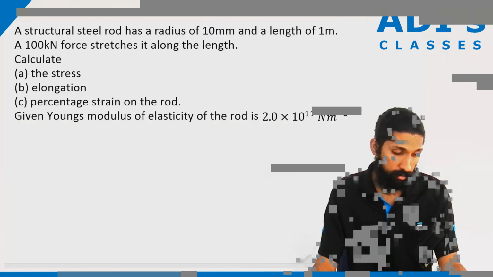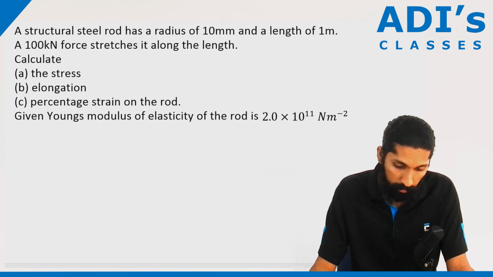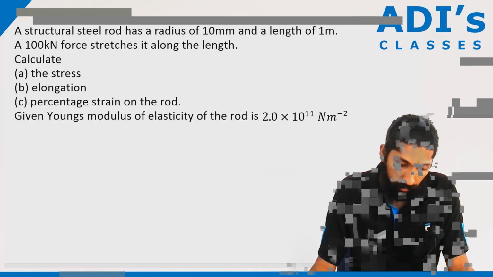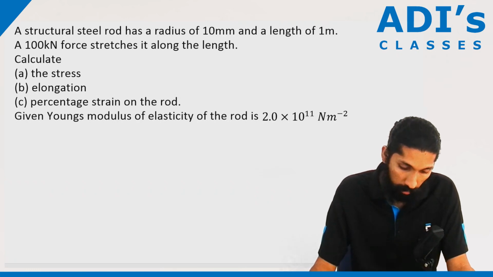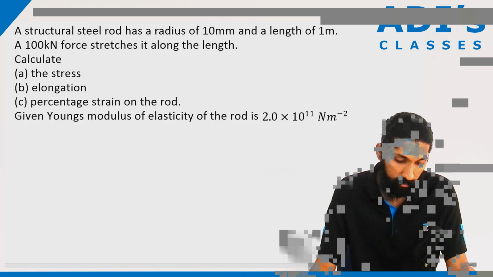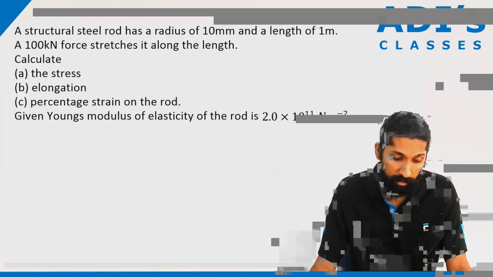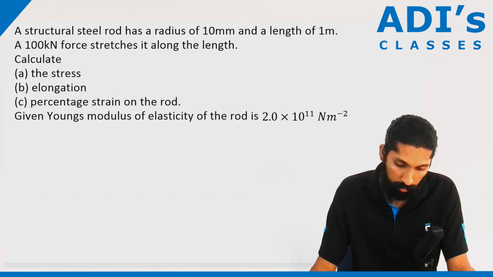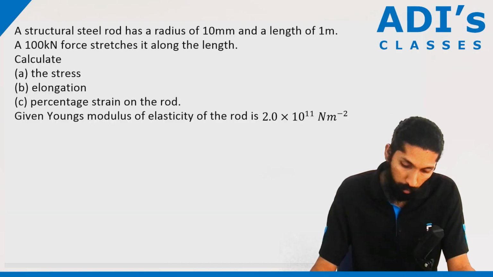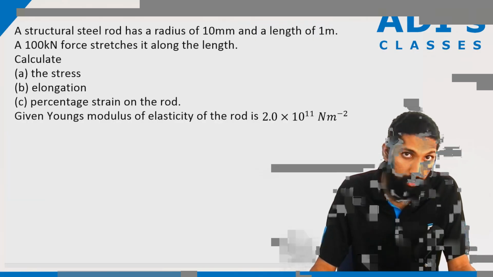The problem goes like this. A structural steel rod has a radius of 10 millimeter and a length of 1 meter. A 100 kilonewton force stretches it along the length. Calculate, there are three parts: the stress, elongation, and percentage strain on the rod. It's given that the Young's modulus of elasticity of the rod is 2 into 10 to the power of 11 Newton per meter square. Correct? These are the given information.